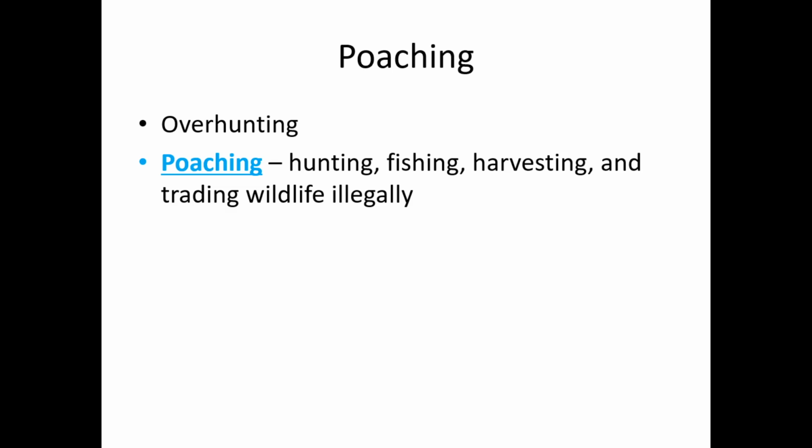Whether there's things that are taken for food or for herbal medicine, those are all examples of poaching. A lot of people think that poaching is just hunting, but it's not just hunting. It can be cutting down trees. You're even guilty of poaching if you're trading wildlife illegally as well.